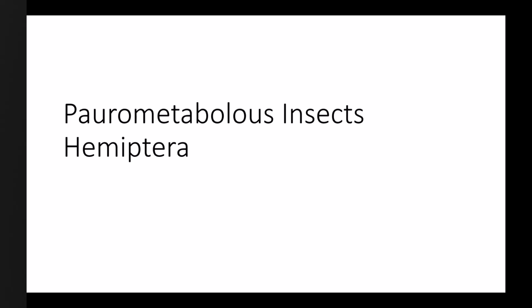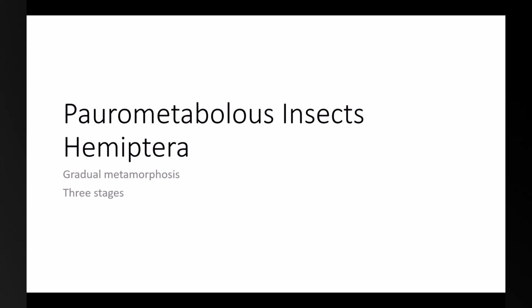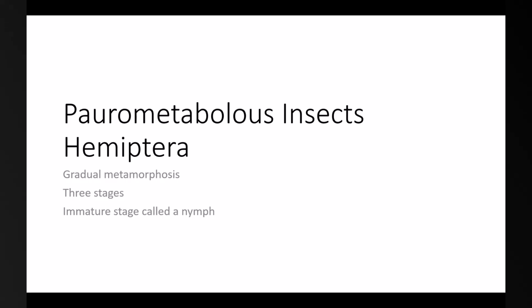This study video is covering all of the specimens that intermediates need to know for Hemiptera. So as a reminder, Hemiptera is an order of paurometabolous insects. They have a gradual metamorphosis, gradually turning into an adult. 3 stages: an egg, a nymph, and an adult. And we call the immature stage for this Hemiptera group a nymph, but there are some aquatic Hemipterans.